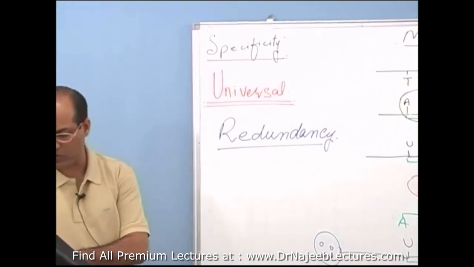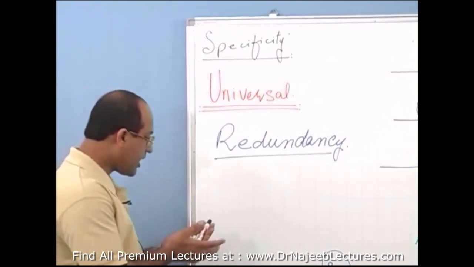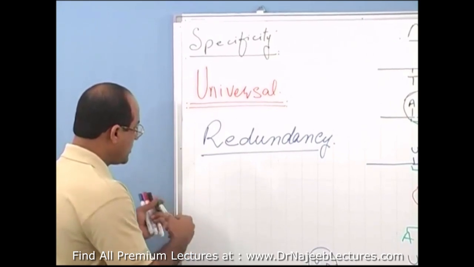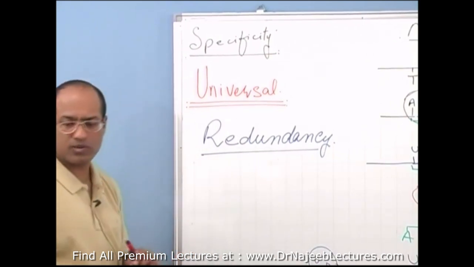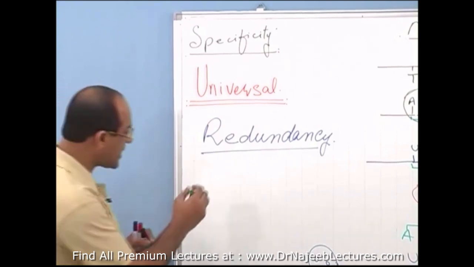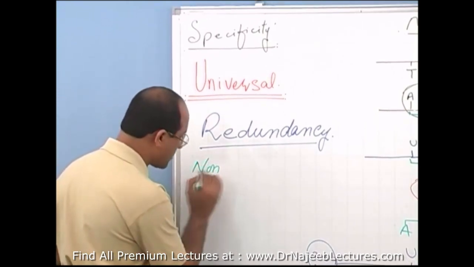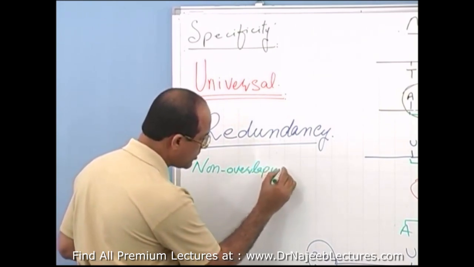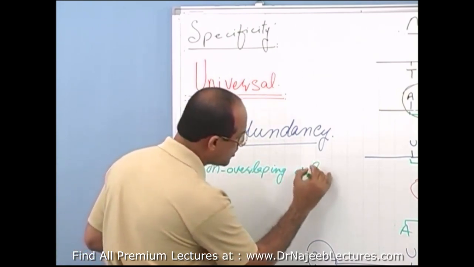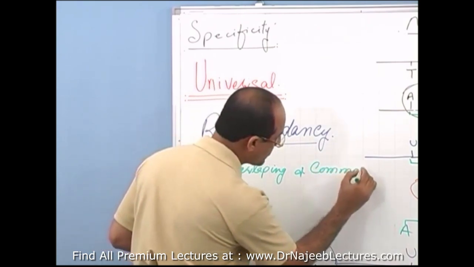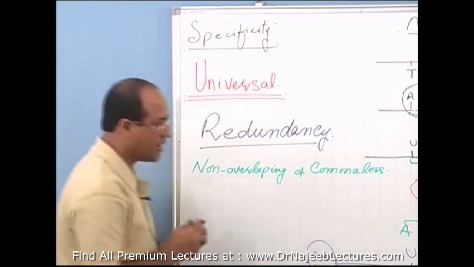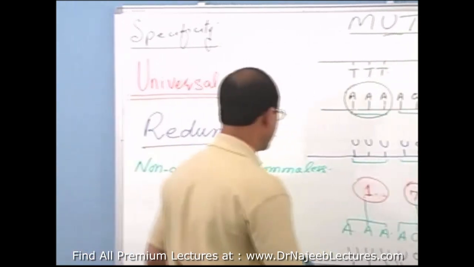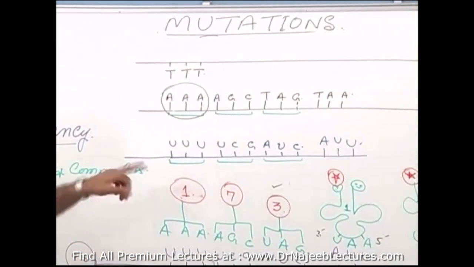The fourth quality present there is that our genetic coding system is continuous. Continuous means that it is non-overlapping and comma-less. I will explain what is meant by this. Non-overlapping and comma-less. Let me explain what is really meant by this, on the same diagram.